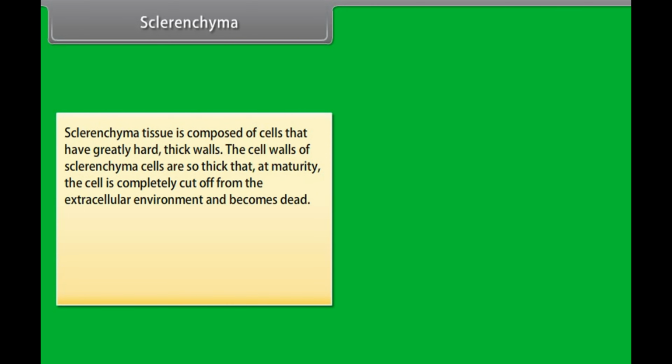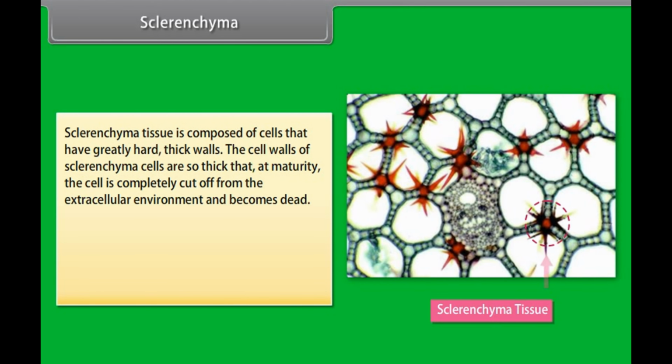Sclerenchyma. Sclerenchyma tissue is composed of cells that have greatly hard, thick walls. The cell walls of sclerenchyma cells are so thick that, at maturity, the cell is completely cut off from the extracellular environment and becomes dead. Sclerenchyma cells are of two types: fibers and sclereids.